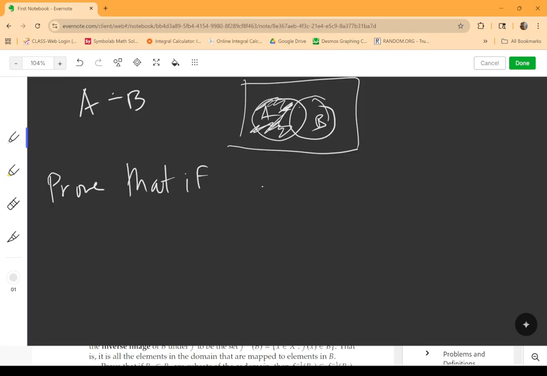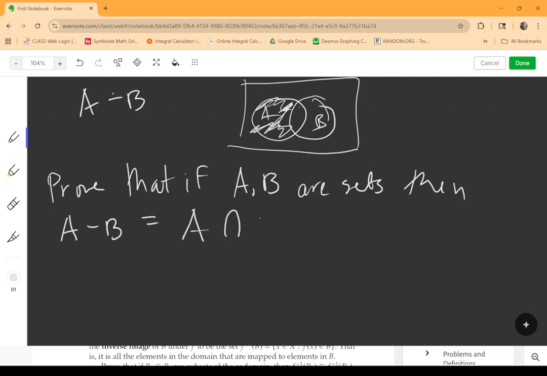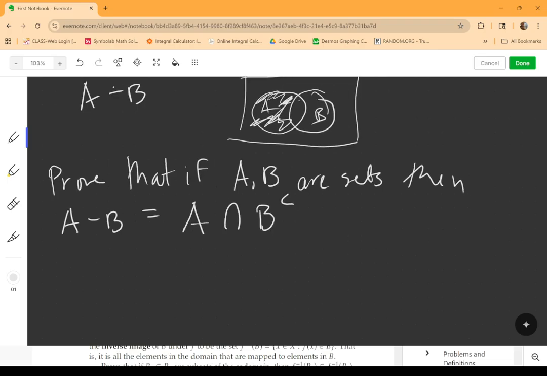So what I want to do here is I'm going to prove that if A and B are sets, then A minus B is equal to A intersection of B complement.